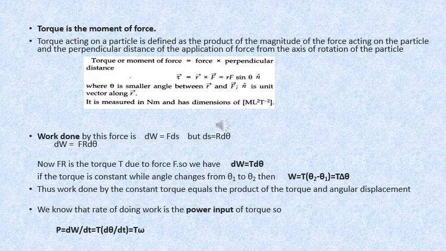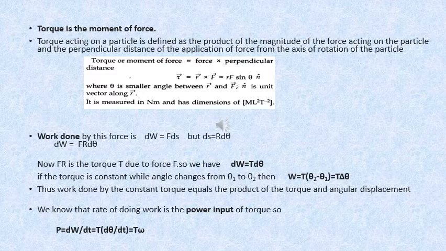Now, let us calculate the work done by the force that is acting on a rigid object. The work done is the product of force and the displacement, that is ds. Now, ds is the linear displacement, which can be written in terms of angular displacement as the product of the angle d theta and the radius r. The angle is arc upon radius, so the length of the arc ds will be equal to r d theta.